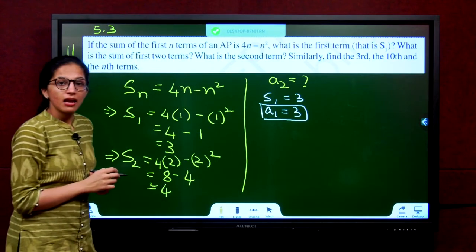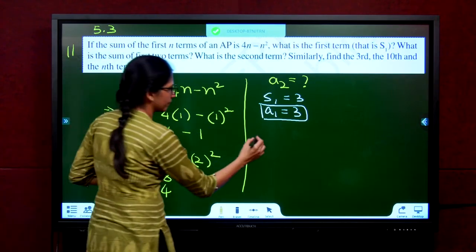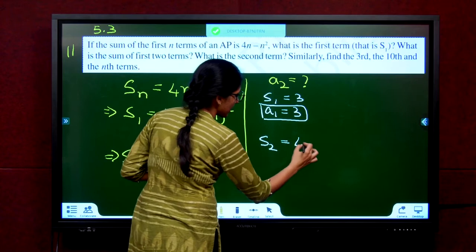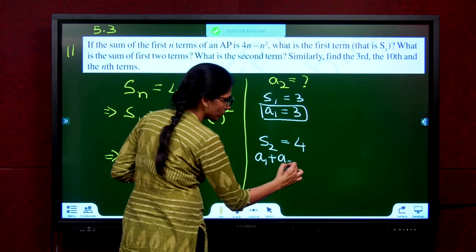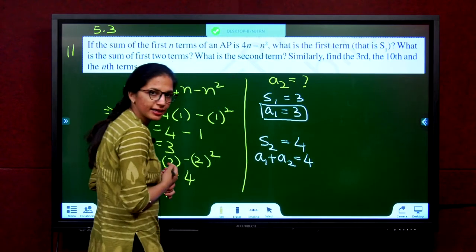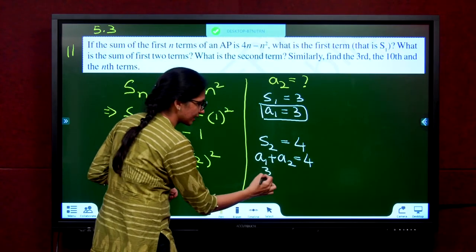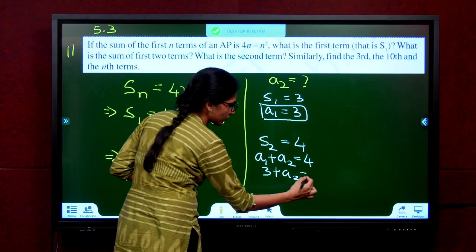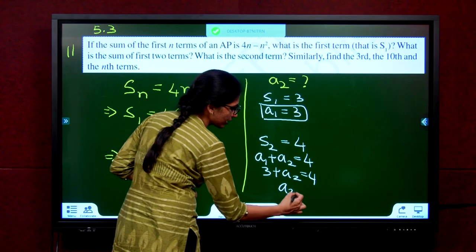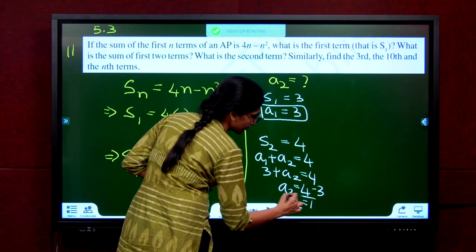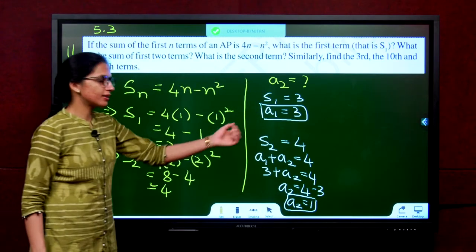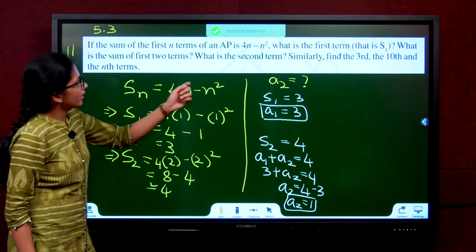Next, S2 is 4. S2 is nothing but A1 plus A2. Agreed? A1 is 3 plus A2 equals 4. A2 equals 4 minus 3. A2 is equal to 1. So we found the second term.